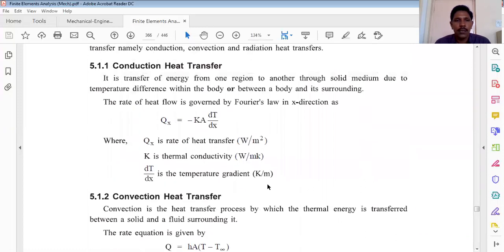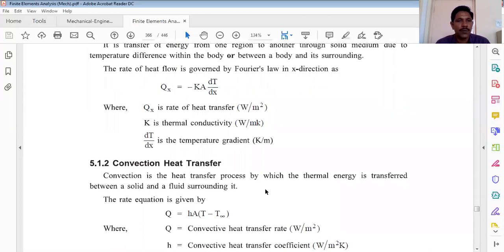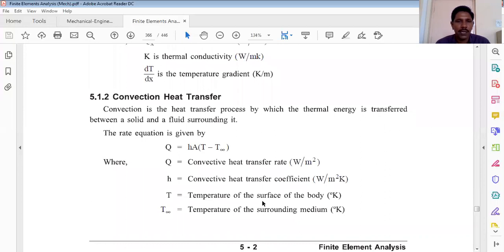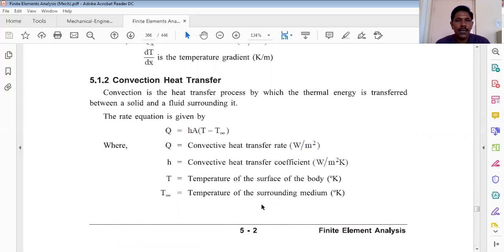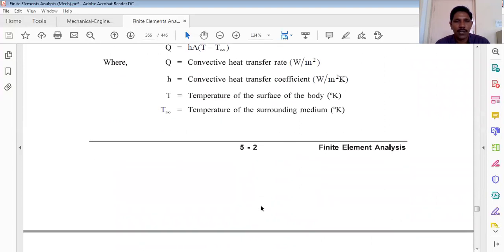So, convection heat transfer is the process by which the thermal energy is transferred between the solid and the fluid surrounding it. And the rate equation is given by Q is equals to hA (T minus T infinity), where Q is the convective heat transfer rate in terms of watts, and h is the convective heat transfer coefficient in watts per meter square Kelvin, and T is the temperature of the surface of the body. T infinity is the surrounding temperature or atmospheric temperature.